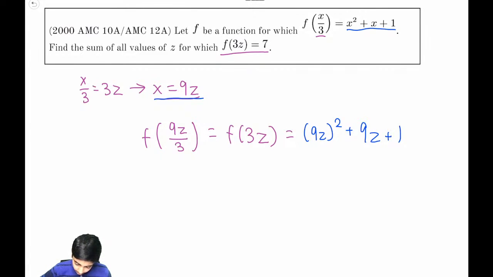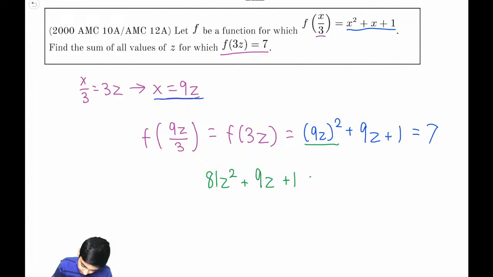Okay, so now we have our expression for f of 3z. We know this is equal to 7, right? Because f of 3z is 7. So now we know f of 3z, or this quadratic, is 7. We can now solve this quadratic, so we can expand. What is 9z squared? That's just going to be 81z squared, plus 9z plus 1 equal to 7. We can subtract 7 from both sides to get 81z squared plus 9z minus 6 equals 0.